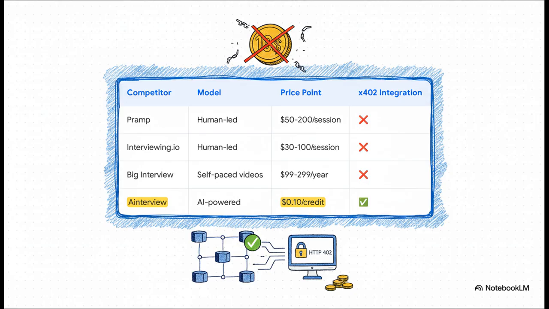So let's make this real. Take interview prep, for example. Right now, the market is all about these super expensive one-on-one sessions or pricey yearly subscriptions to video libraries. This is a direct consequence of that 10-cent problem. But then, look at that last row, Ainterview. They're proposing something totally different, 10 cents per interaction with an AI. But to make that work, they had to throw the old payment system out the window.